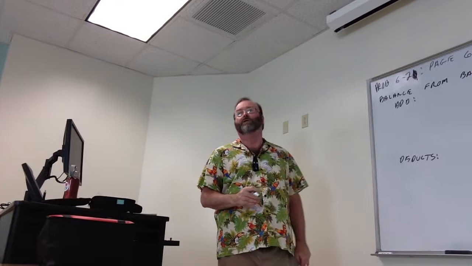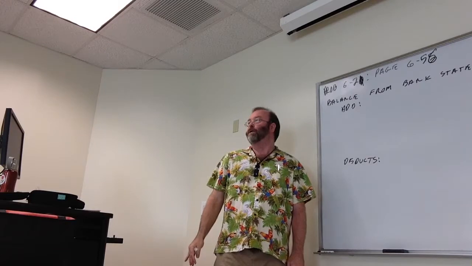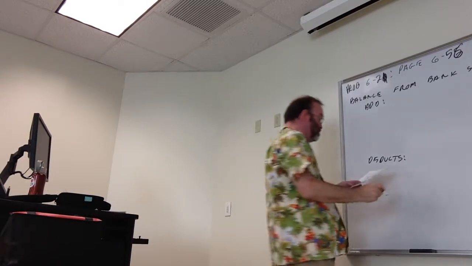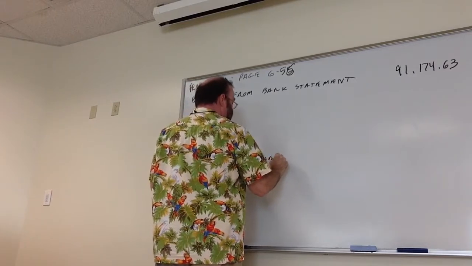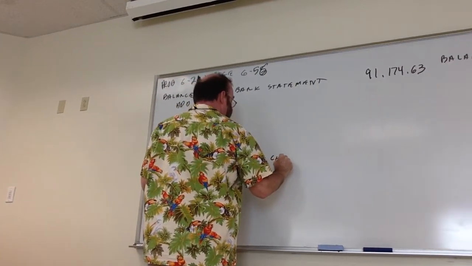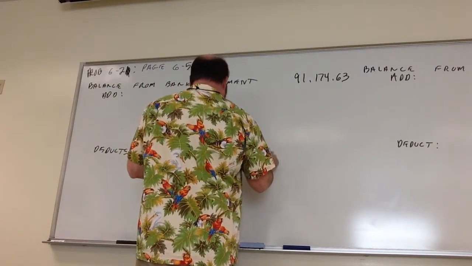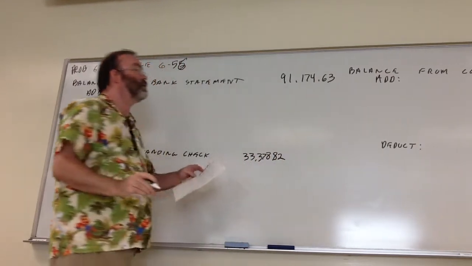So the first one, outstanding checks. It just tells you the total of the outstanding checks, $33,378.82. So does everybody remember? Book or company? Bank or company? Bank, because the bank doesn't know about checks that you've written but haven't yet been produced. So outstanding checks, $33,378.82. Well, that'll chip away quite a bit of the difference.